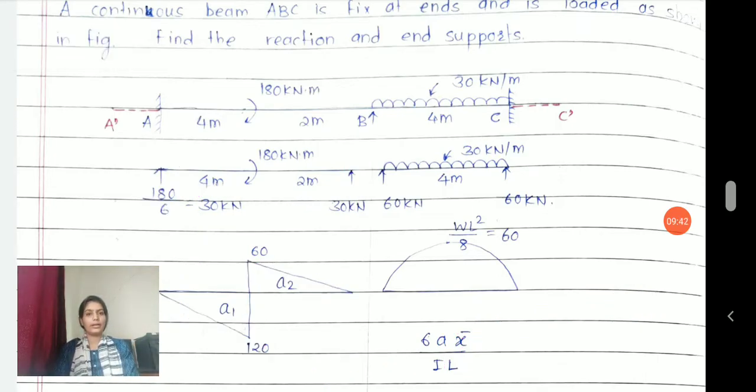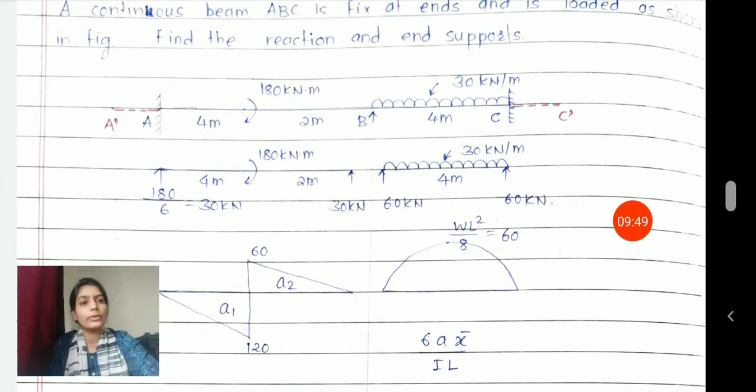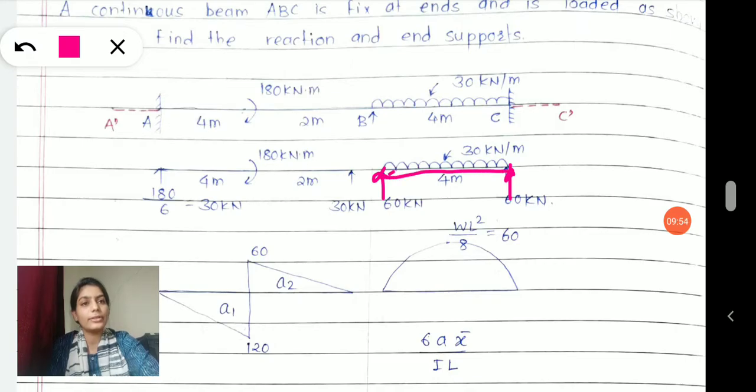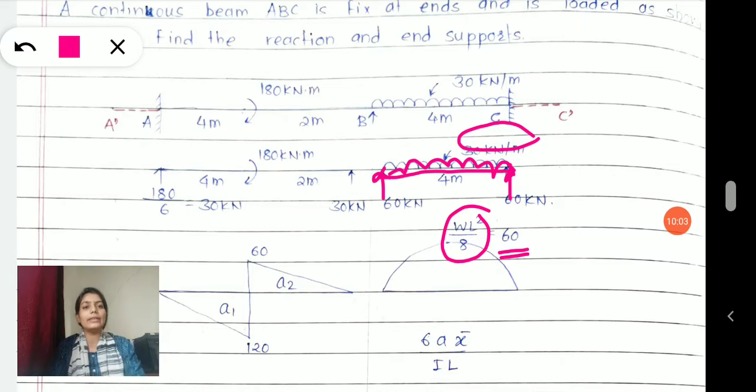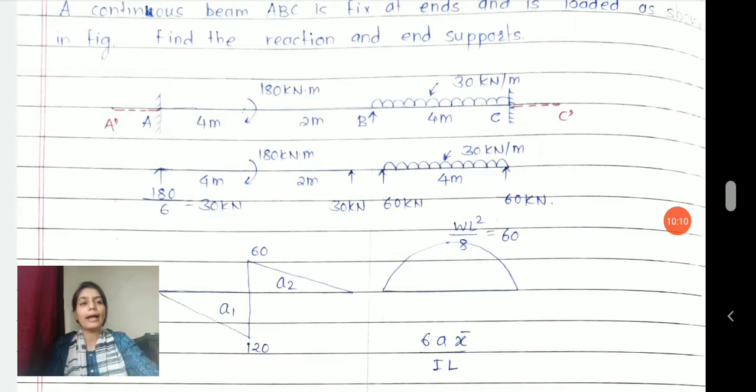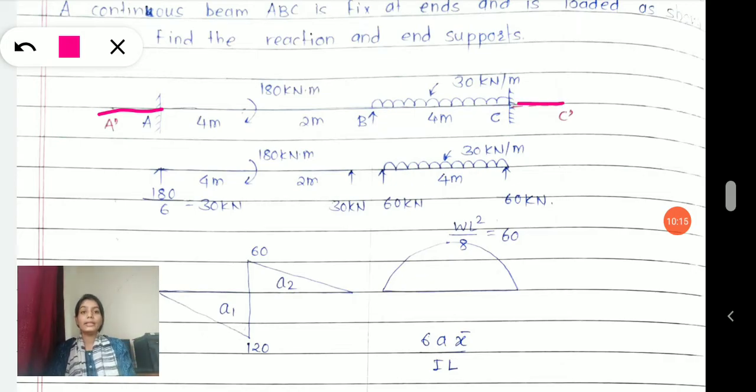Next is the standard formula, uniformly distributed load throughout the span of your beam. So here it is simply supported. You have uniformly distributed loading upon it, and the magnitude of it is 30 kilonewton. What will be the standard formula? WL square by 8. That gives me a maximum bending moment value of 60 for this parabola. Right. Now we will move back to our original diagram where I have extended these dummy spans.